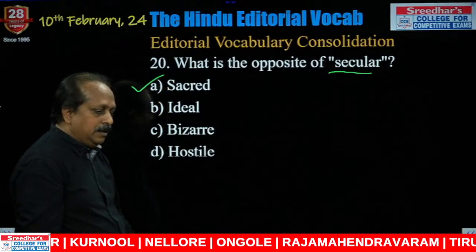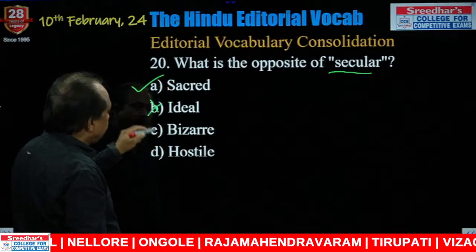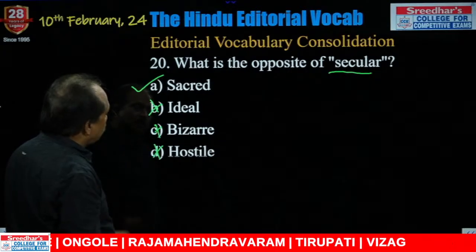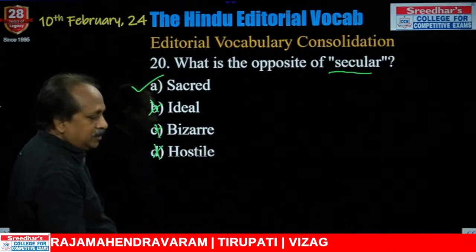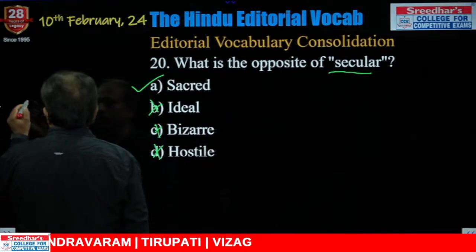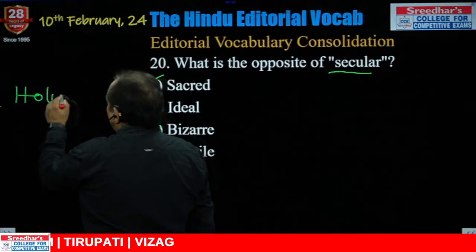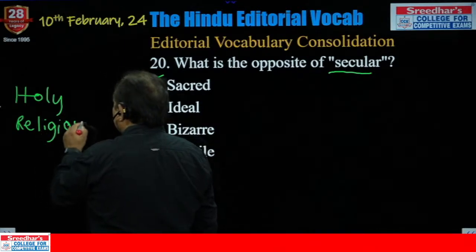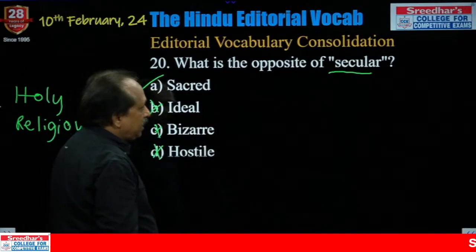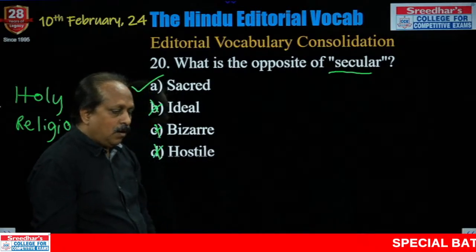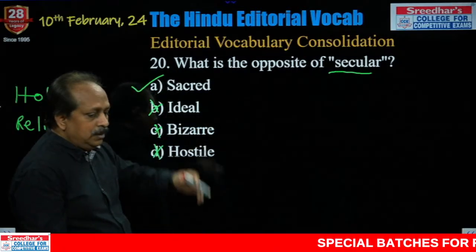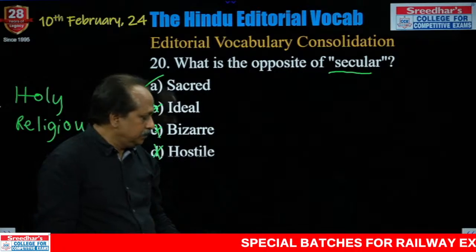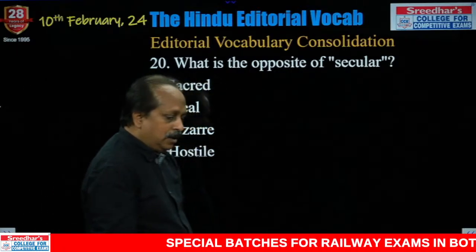Answer is A. It is not ideal. It is not bizarre. It is not hostile. Sacred. Sacred means what? You have to recollect other words related to holy, religious, holy, sacred, religious. Opposite, secular, no official religion. India is a secular country.